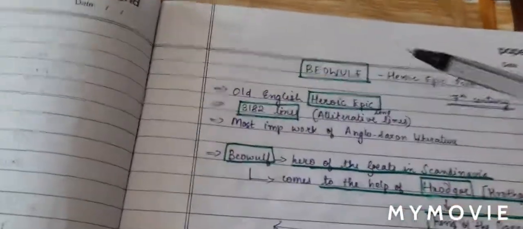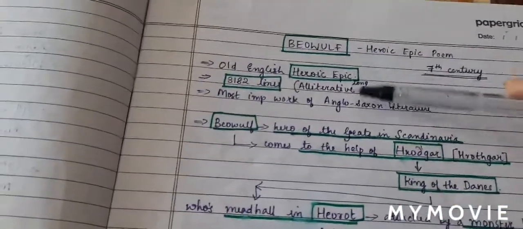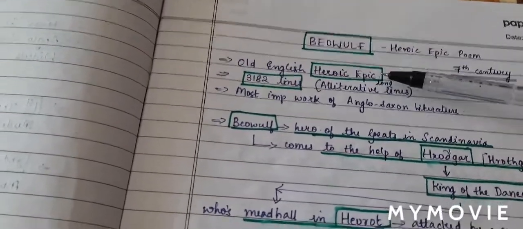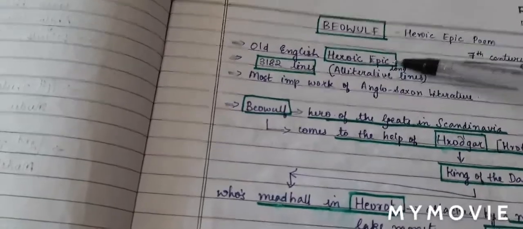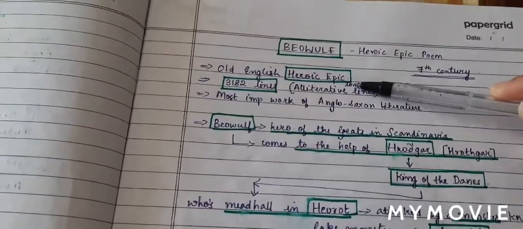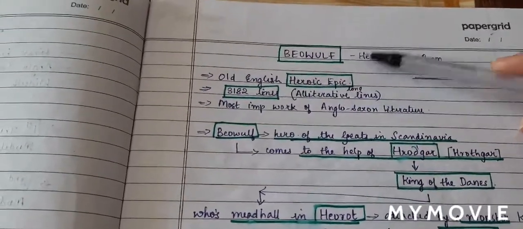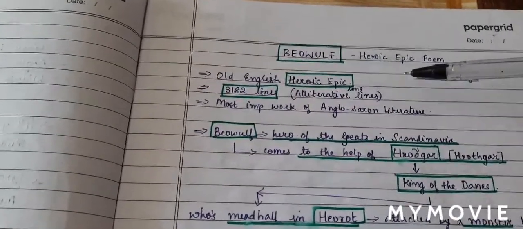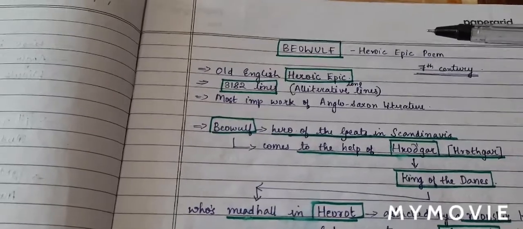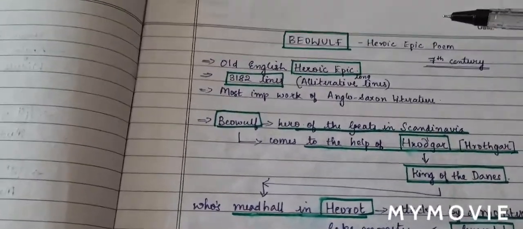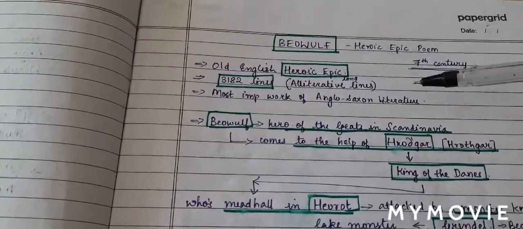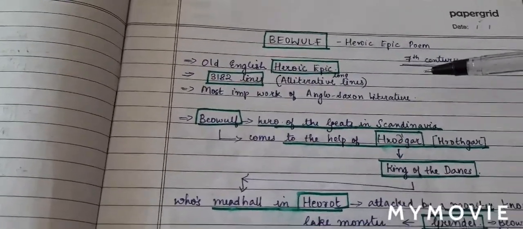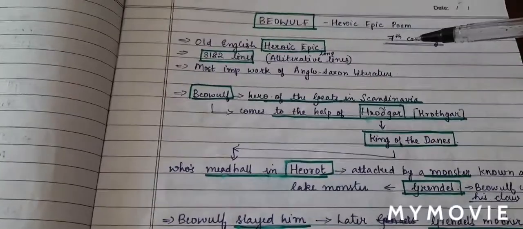Now we can deal with Beowulf, which is a very important heroic epic poem. It is the oldest heroic epic poem in English literature. Beowulf is written in the 7th century. So it is the Old English heroic epic. It has 3182 lines. It has alliterative long lines. It is the most important work of Anglo-Saxon literature, as we all know.